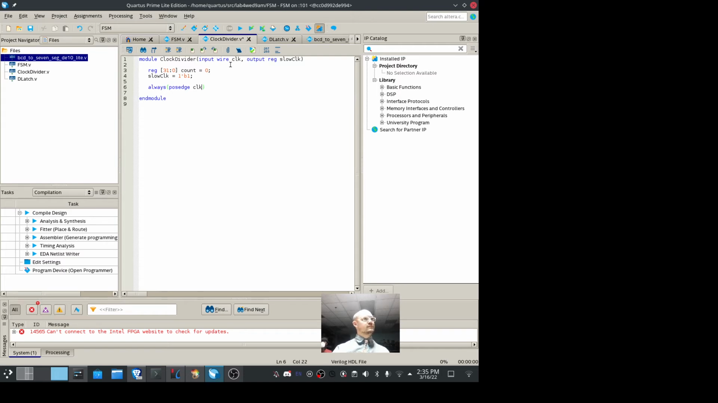Do we need the at symbol? Yes, we do. Thank you for reminding me. I'm going to be honest, I don't know what the at symbol does. I don't know why it's there. Seems like it might not need to be there. Begin, end. All right.